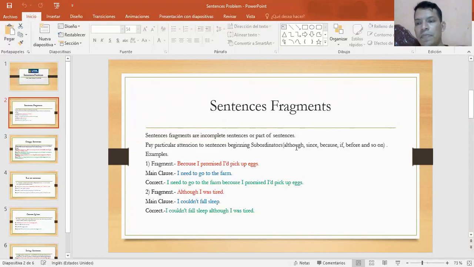Well, as we know, all sentences have some structure. So when a part of this structure is missing, that is the case of a sentence fragment. Another thing that we have to take into account is to pay particular attention to sentences beginning with subordinators like although, since, because, if, therefore, before, and so on.